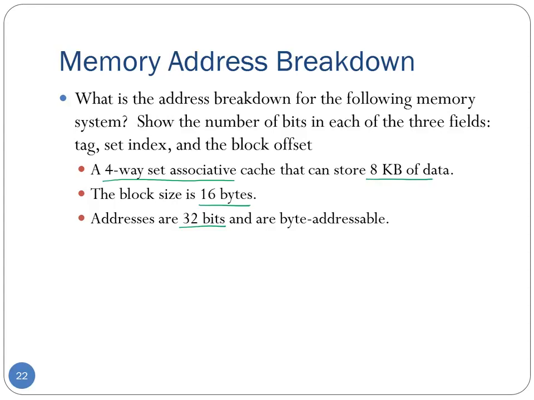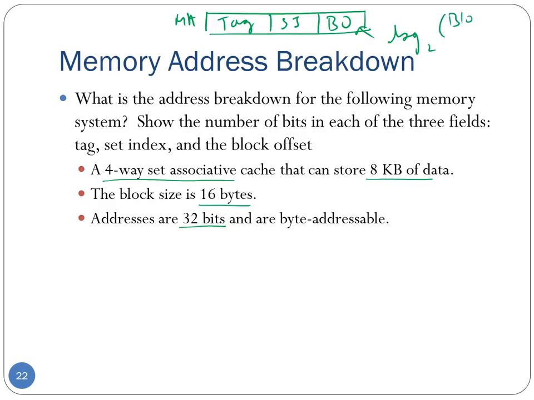So let's recall that with the set associative cache, the address breakdown looks like this. If this is our memory address, it will break down into a block offset, a set index, and a tag field, right? The block offset has log2 of block size number of bits. The set index will have log2 of number of sets, because this is a set associative cache, and all the remaining bits will go to the tag field, right?